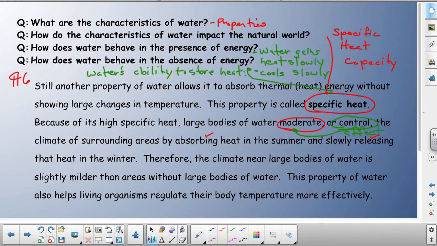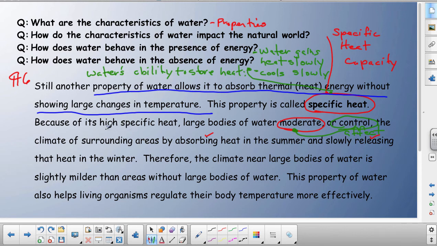And the only other things we need to do here, before we finish up, are to mark the main ideas. And so if you get your blue marker, we'll mark the main ideas. So here's the main idea. The specific heat capacity of water allows water to absorb heat without showing large changes in temperature. That means it warms up slowly, and it cools down slowly.